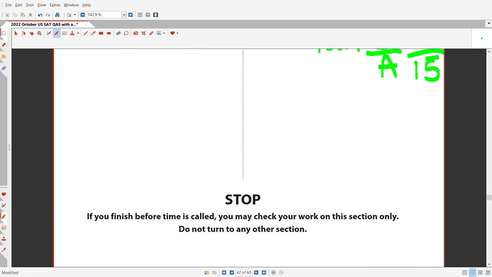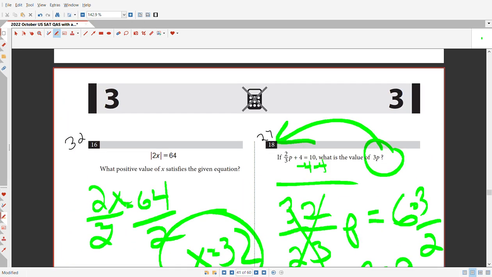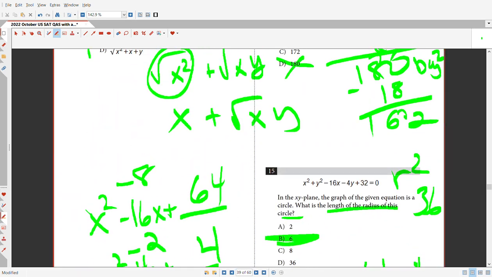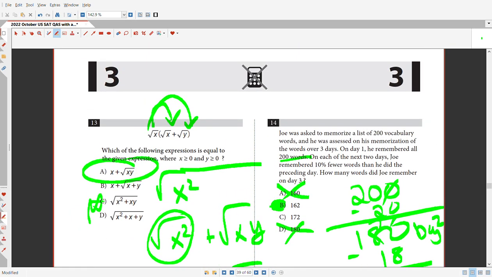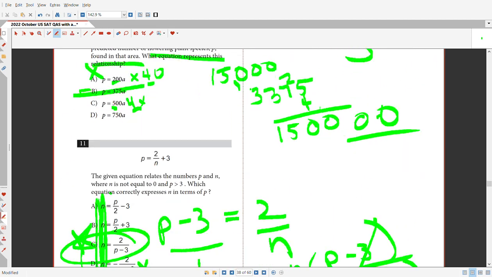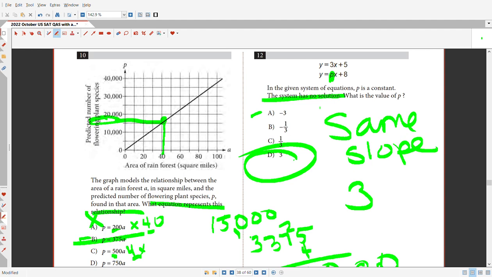And I think I completed it all. Let me just check really quick the ones where I copied the wrong answer, just to double check myself. I have it written down on my phone. I'm a little slow here. All right, so 13, non-calculator, was A, yep, and 14 was B, and the other one I wanted to check that I marked wrong was 12. 12 should have been D. Yep, everything's correct.